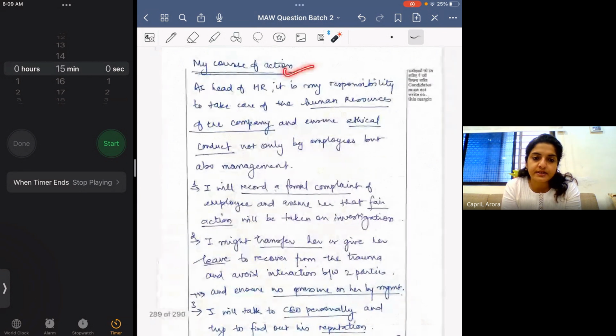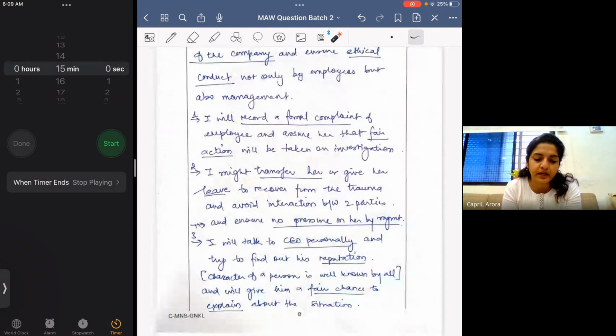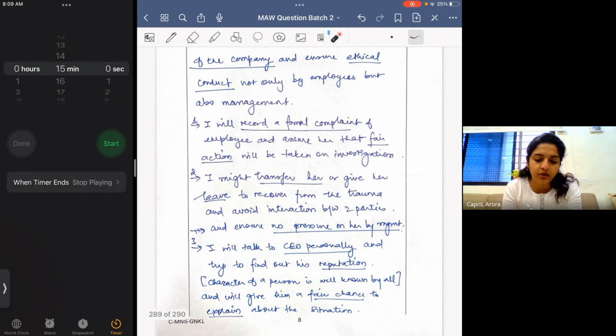My course of action: as the head of HR, it is my responsibility to take care of the human resources of the company and ensure ethical conduct, not only by employees but also by management. I will record a formal complaint of the employee and assure her that fair action will be taken on investigation. I might transfer her or give her leave to recover from the trauma and avoid interaction between the two parties, and also ensure no pressure on her by the management.